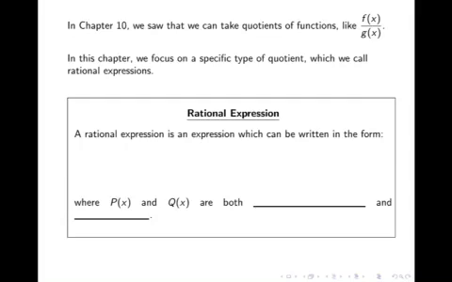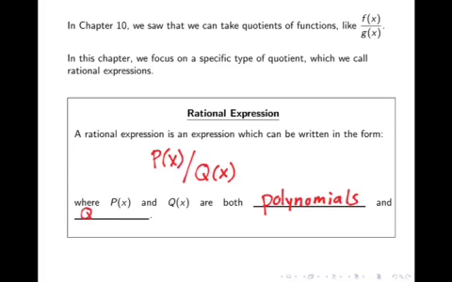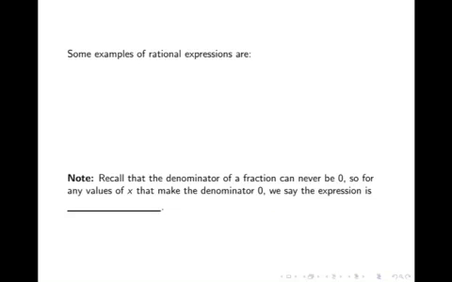So a rational expression is any expression that can be written in the form p of x over q of x, where p of x and q of x are both polynomials, and q of x is not equal to 0, since we know that the denominator can't be equal to 0. So some examples of rational expressions.